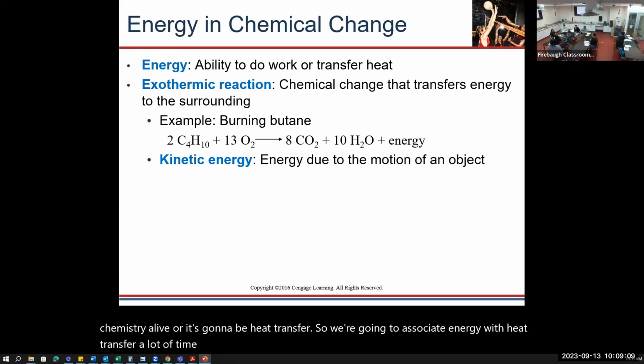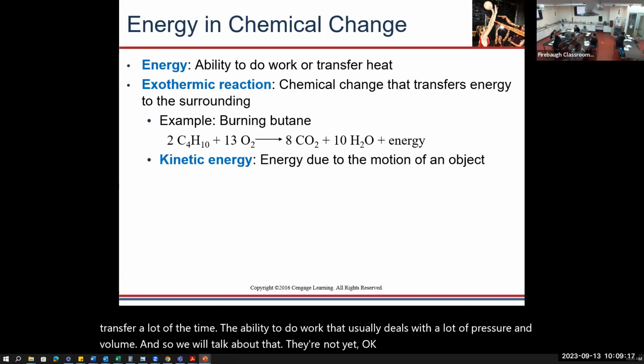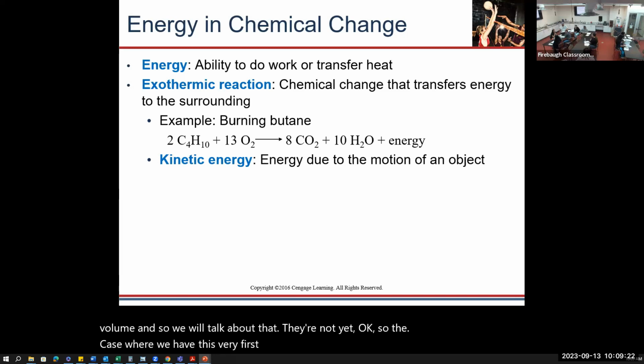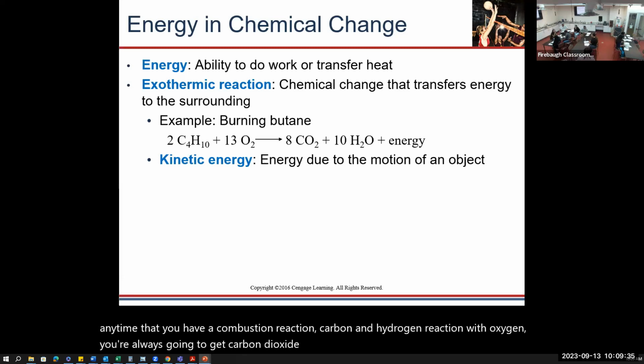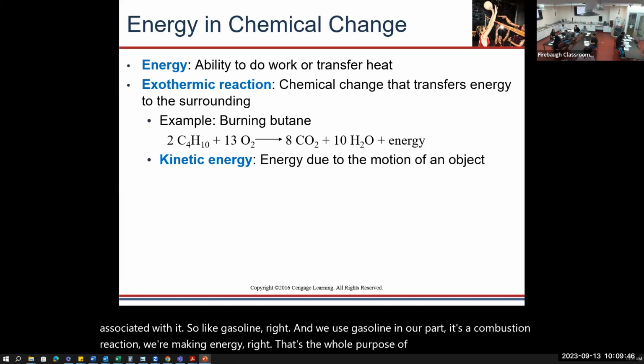The ability to do work usually deals with pressure and volume, and so we will talk about that later. Okay. So the very first reaction is called the burning of butane. Anytime you have a combustion reaction, carbon and hydrogen reacting with oxygen, you're always going to get carbon dioxide and water, and you're going to get some energy associated with it. Like gasoline, when we use gasoline in our car, it's a combustion reaction. We're making energy, right? That's how we power our car.